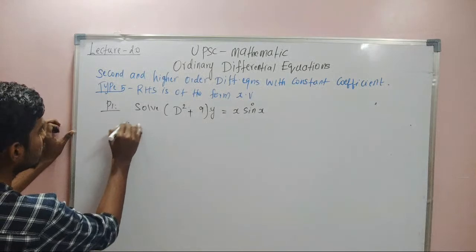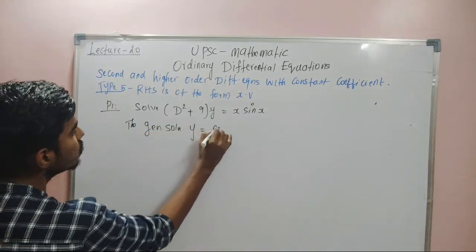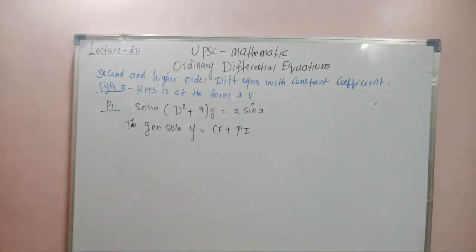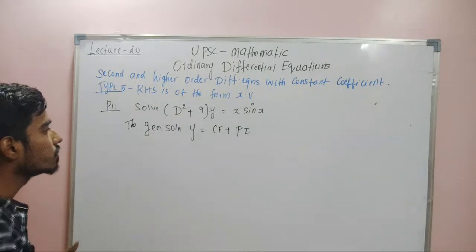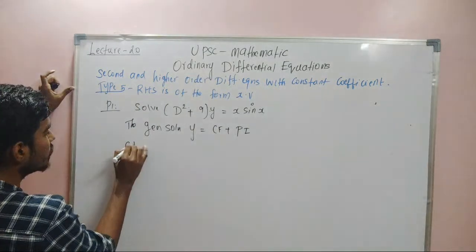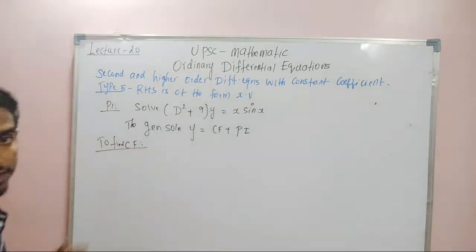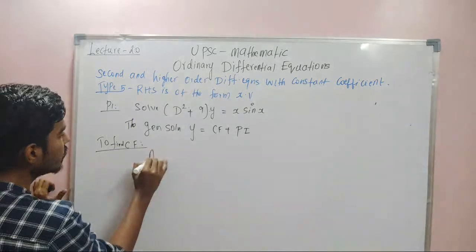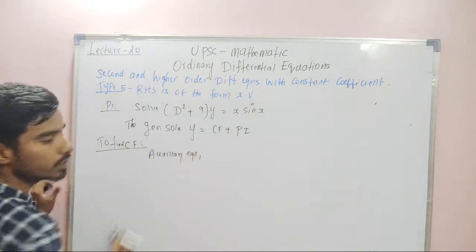So what is the general solution? The general solution is y is equal to CF plus PI, that is complementary function plus particular integral. So for finding complementary function, we need to follow the same method that we did for all the previous types. So first we need to find CF. For that we need to write the auxiliary equation. These are very easy and elementary, which we have discussed in previous videos, right?